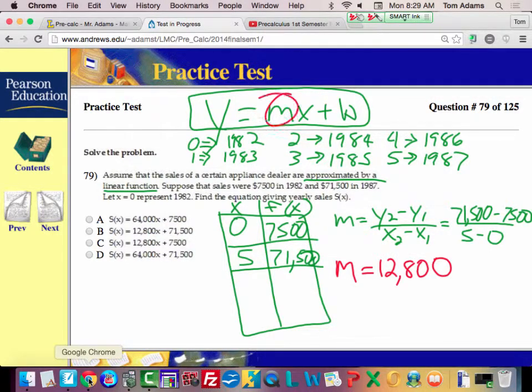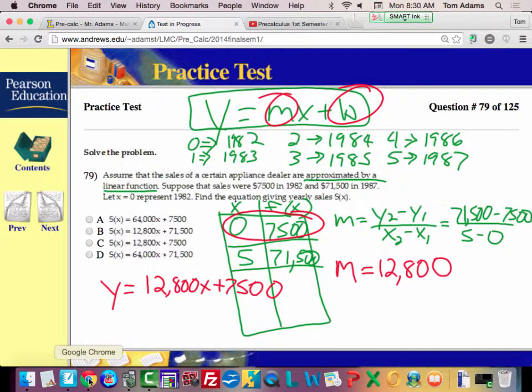So now I know what m is. The only thing I really need to know is the y-intercept, which is b. Now that occurs when x equals 0. I could solve algebraically, but guess what? We know what the y value is when x equals 0, don't we? So y is equal to 12,800 times x plus 7,500.